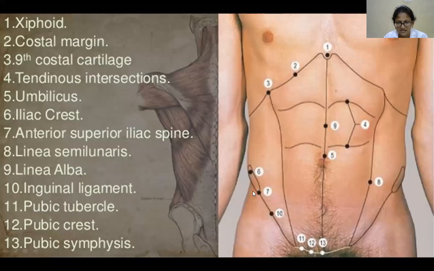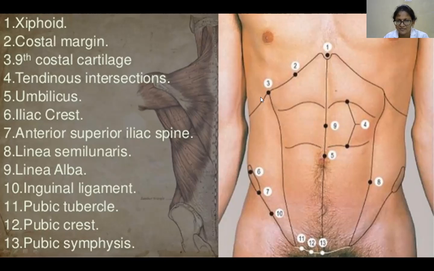Next, the inguinal ligament. This is the inguinal ligament. It is attached from the anterior superior iliac spine to the pubic tubercle. This is the site where the inguinal ligament is present. Next, this is the pubic tubercle, this is the pubic crest, and this is the pubic symphysis.